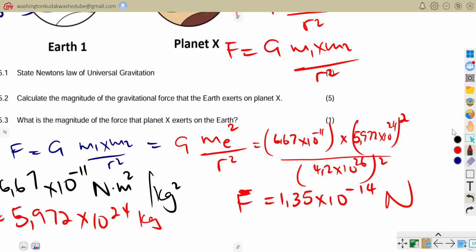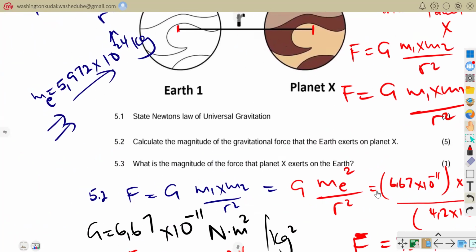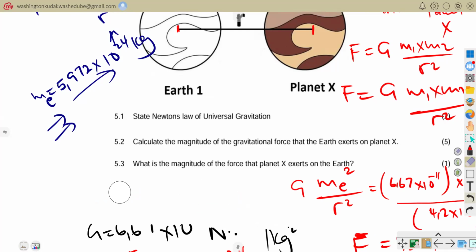So that is simply how you would have calculated your gravitational what? Your gravitational force that the Earth exerts on planet X. That is what you were simply required to do there. And that is how we simply apply our Newton's gravitational law.